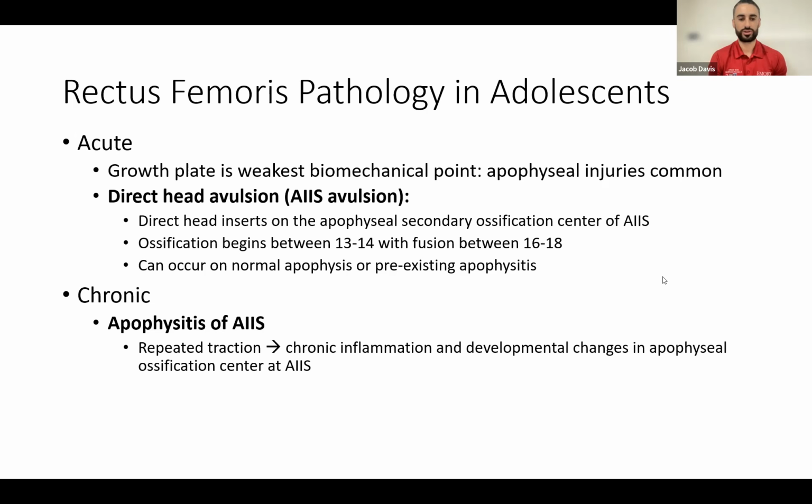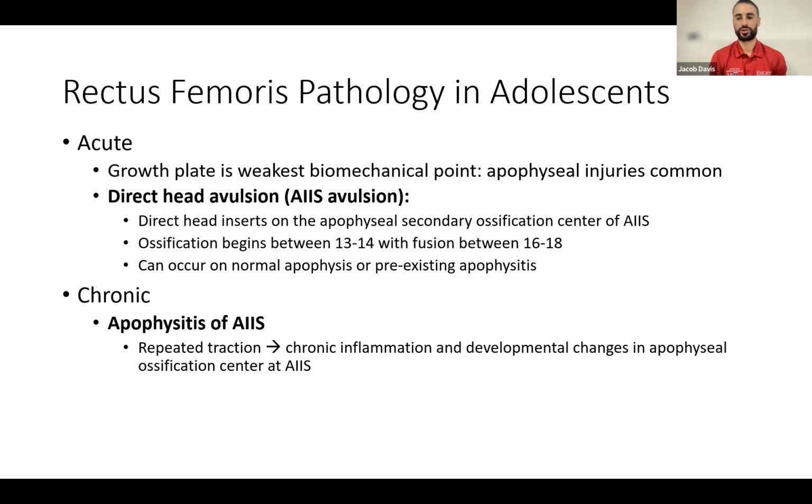Now, these types of avulsion injuries can occur both on a normal apophysis or one that has pre-existing apophysitis. These are going to be kids or adolescents that come in playing a sprinting or kicking sport like soccer or track. They feel a pop over the AIIS area and have some pain there. The mechanism is going to be a hyperextended hip on a flexed knee. It could also be a quick, sharp eccentric contraction of your quad, resulting in pain in that area and also some quad weakness.